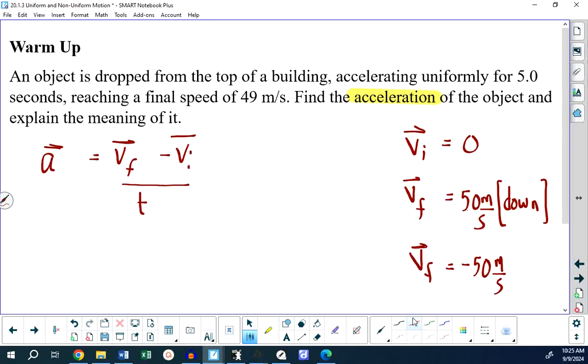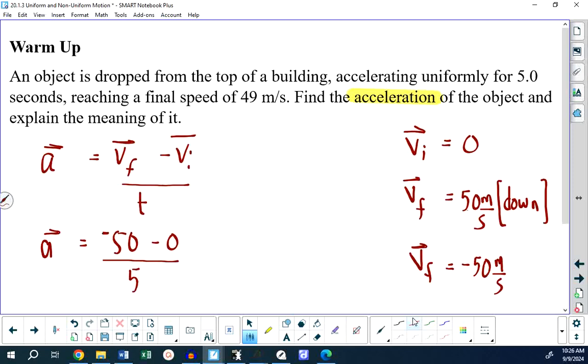Yeah, I know why I changed it. Okay. So 50. Let's throw these numbers into the formula. So the acceleration will be 0 minus, negative 50 minus 0 over 5.